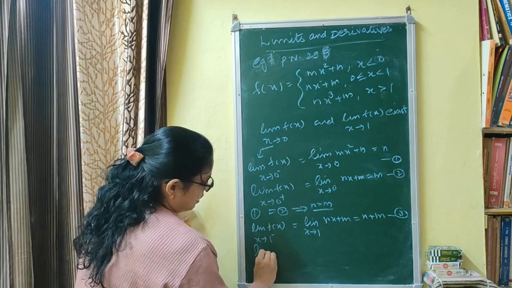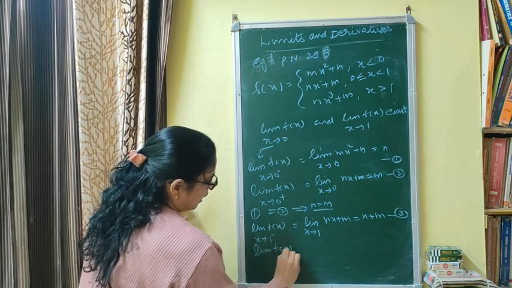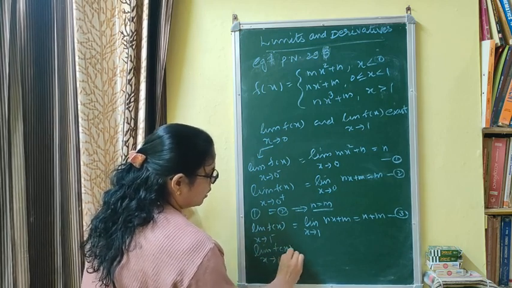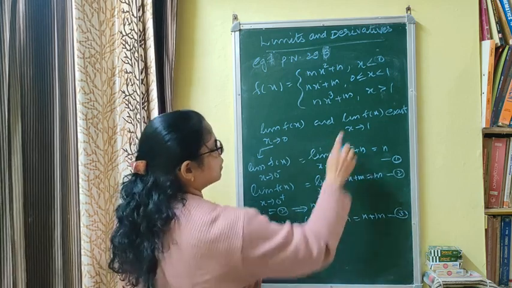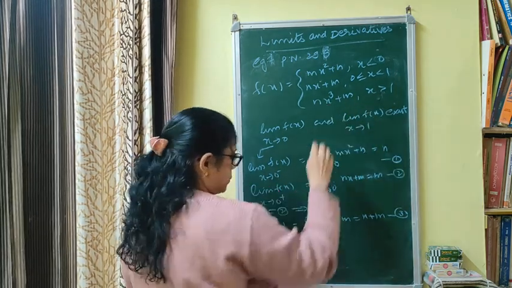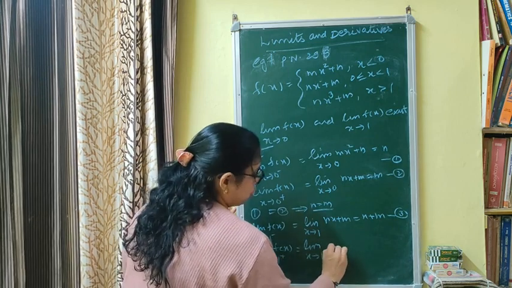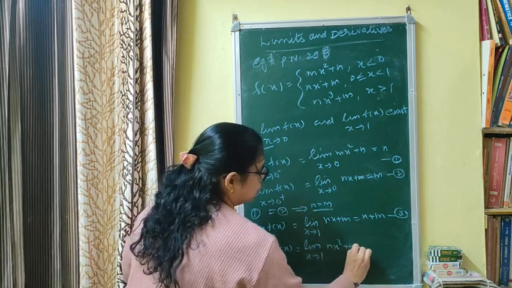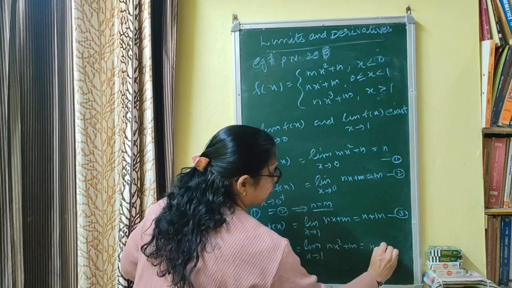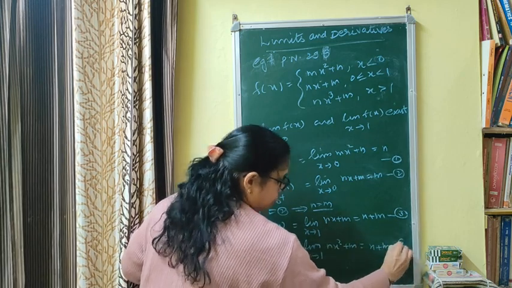Next is limit f(x) as x tends to 1⁺. That is the RHL. Which function is to be taken? Greater than 1, this function is to be taken. Limit as x tends to 1. Don't write plus. nx³ + m. That is equal to, by putting the value, n + m. That is equation number 4.